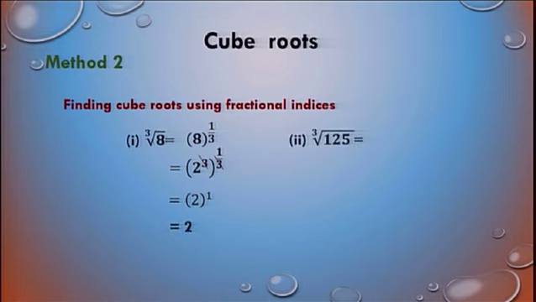Second example, cube root of 125. First, we write cube root of 125 as 125 to the power of 1/3. 125 can be written as 5 power 3. To the power of 1/3, the 3 will get cancelled. The answer is, of course, 5.